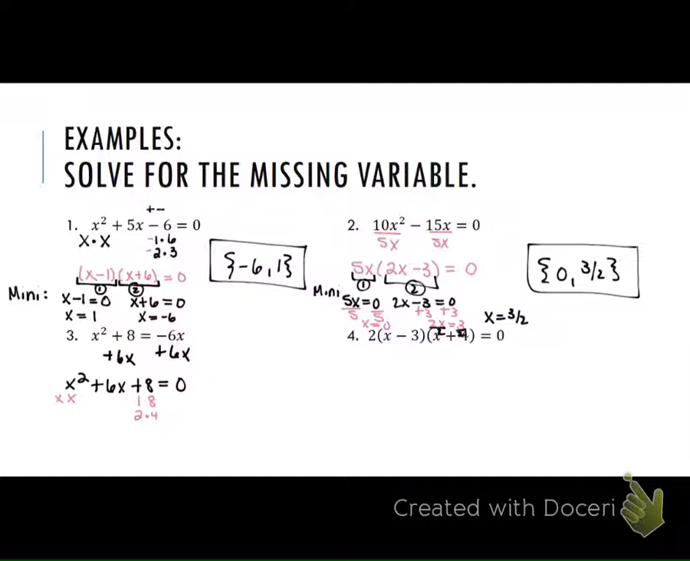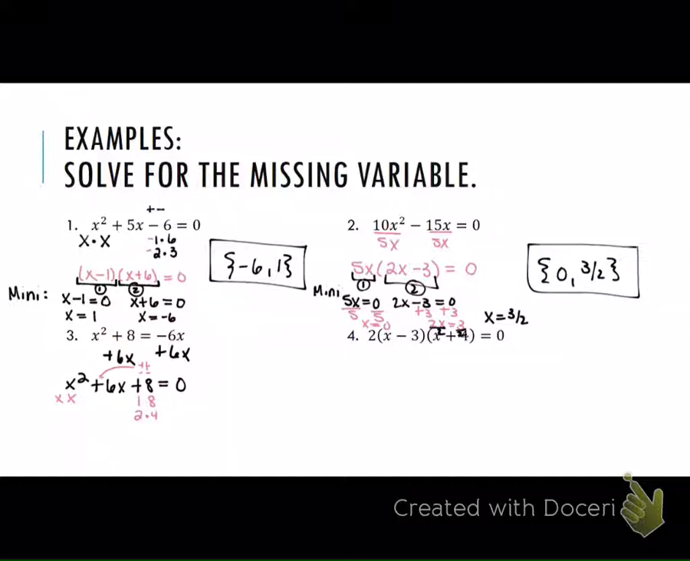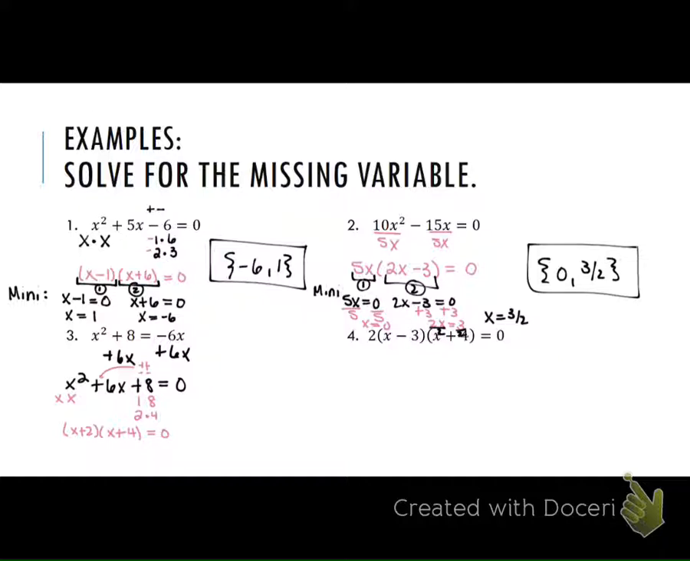What are our signs going to be in this one? It could be positive, positive, or negative, negative, but this tells us it's going to be positive, positive. So 1x times 8x, is that going to get us to 6x? No. How about 2x and 4x? So we have x plus 2 and x plus 4 equals 0. Are either of those difference of squares?